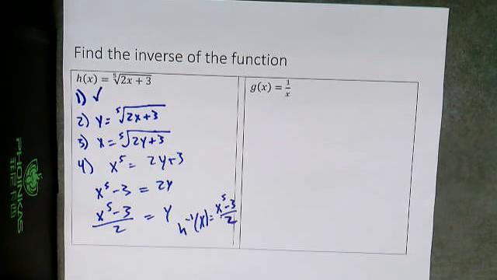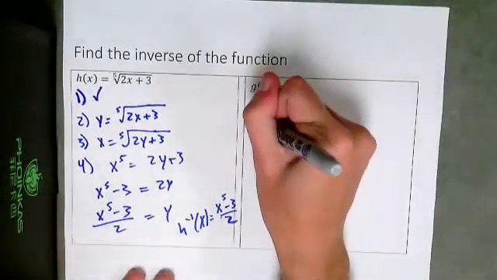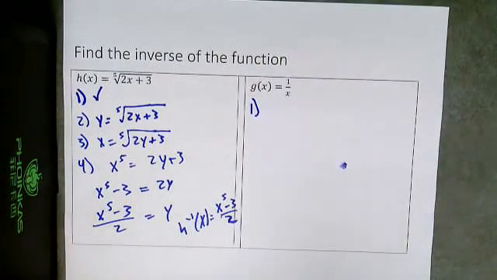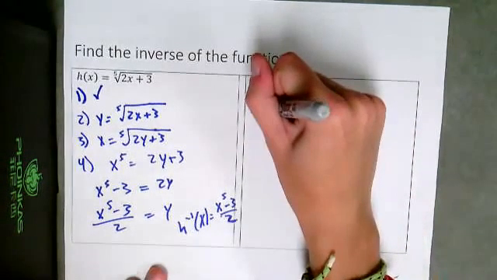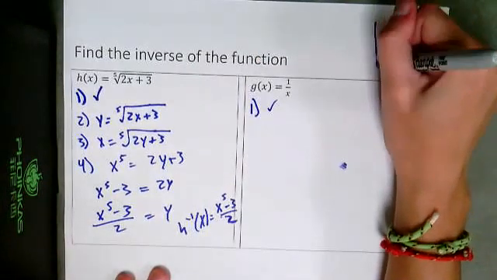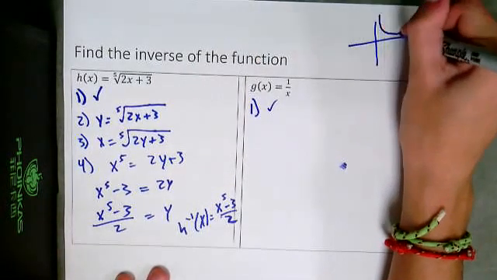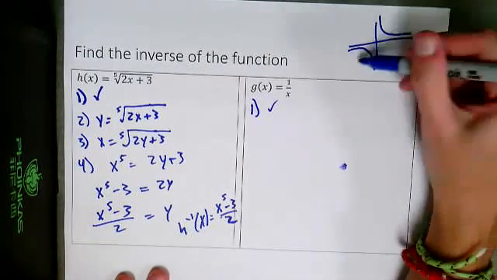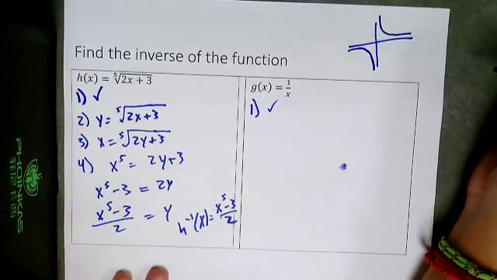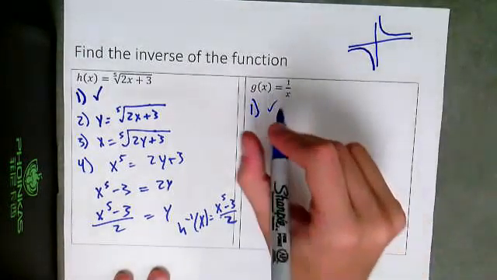All right, so now let's look at this function. g of x is equal to 1 over x. Well, is it one-to-one? Yes, it is one-to-one. Give a sketch for the graph, and it looks roughly like this. You draw a horizontal line anywhere along here, and it only hits the graph once. So yes, it is one-to-one.